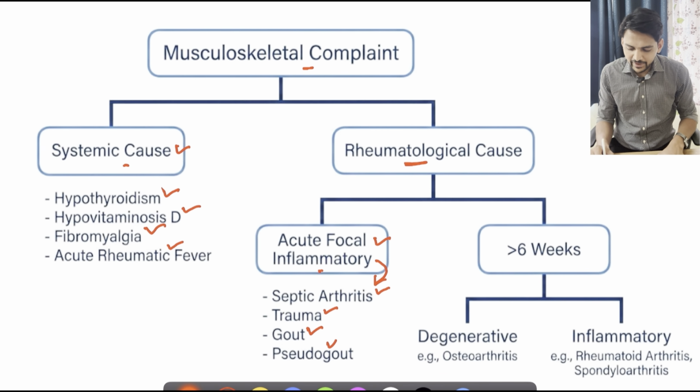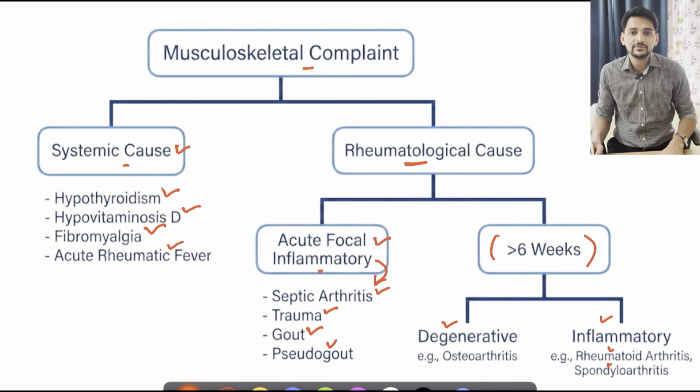Suppose the individual has had symptoms for quite a longer duration, mainly more than 6 weeks. Then we have to consider the possibility of degenerative arthritis or inflammatory arthritis. In degenerative, the main example is osteoarthritis, whereas in inflammatory long-standing arthritis, we have rheumatoid arthritis and spondyloarthritis. So we are mainly dealing with this particular section in this lecture.